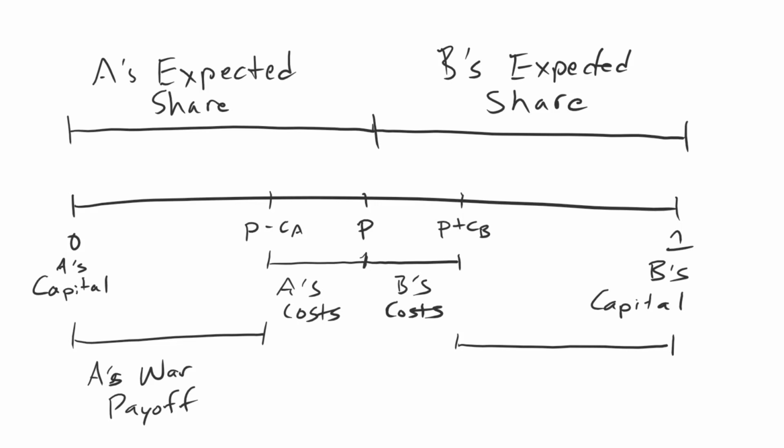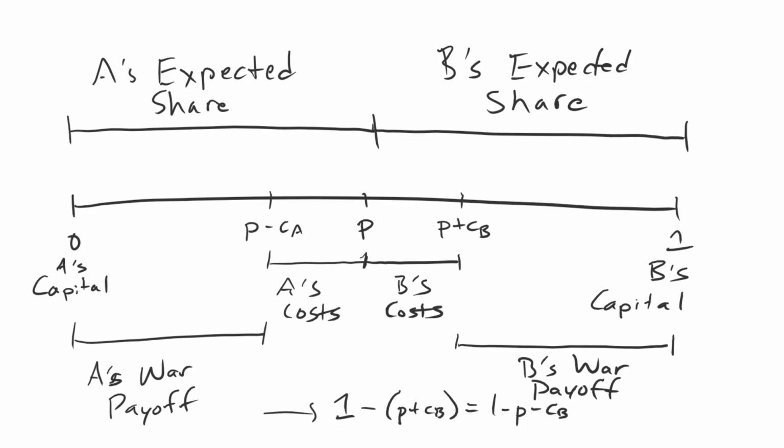The size of this interval is, well, to measure any size of an interval, you take the endpoint and you subtract out the beginning point. So the endpoint is 1. The beginning point is P plus CB, which means this is equal to 1 minus P minus CB, which we've seen before is B's war payoff. And so we're adding CB here because we ultimately need to be subtracting it out of this equation.